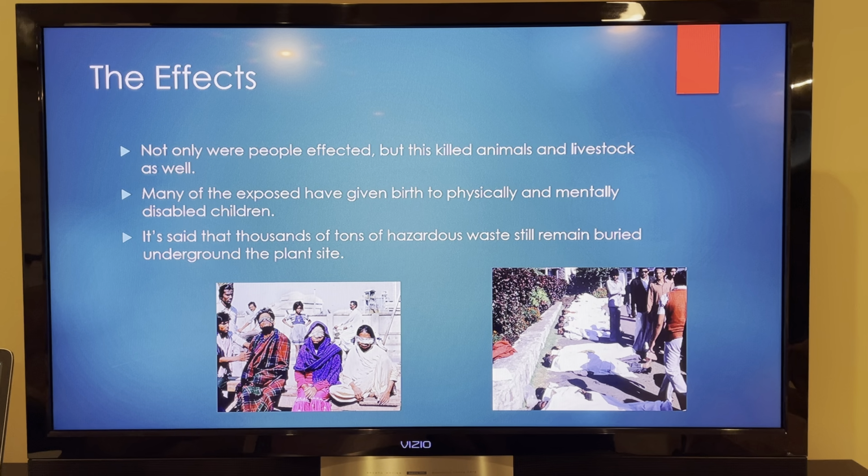And to this day, it's said that thousands of tons of hazardous waste still remain buried underground at the plant site. So like I mentioned, this took a huge toll on people's livelihoods and the rest of their lives, affecting the way that they live. Killing animals and livestock, that's people's livelihoods, way of life, jobs, food sources, all stuff like that.